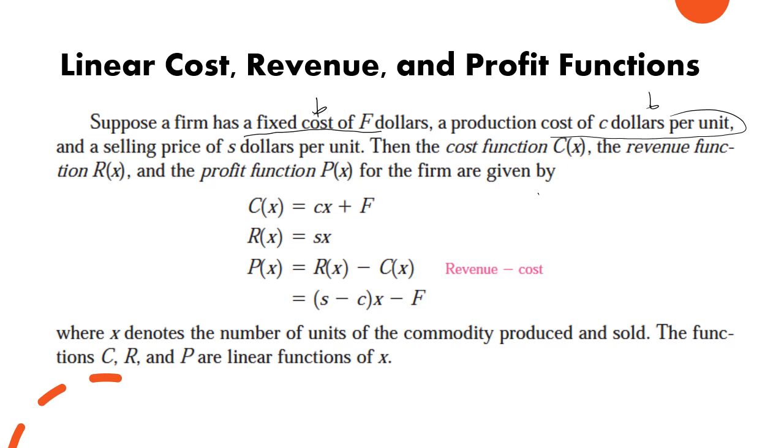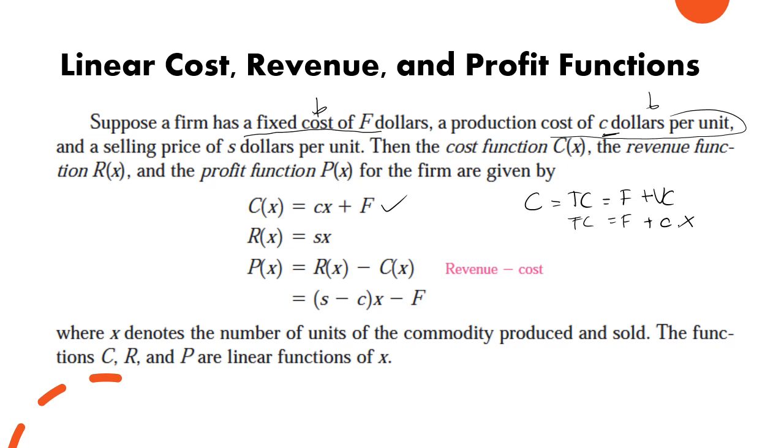Remember that later on we also symbolize the total cost with TC. So the TC comes from fixed cost plus variable cost. And we have here F for the fixed cost, and then variable cost, C per unit, so the variable cost is C times the units itself. So this is the TC.